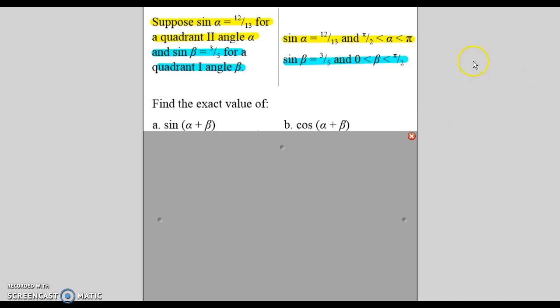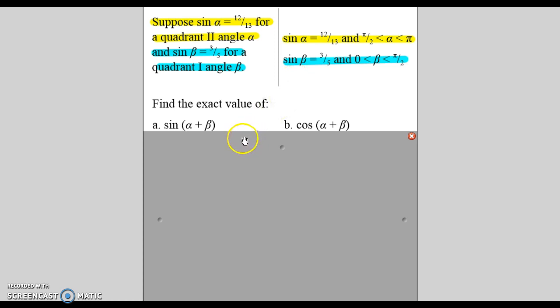And going into our last example here, basically here's two different ways to write the same information. So let's say I'm given that sine alpha is 12/13 for some quadrant 2 angle alpha. Well, another way that could be written is that sine alpha is 12/13, and now this notation here means alpha is between pi over 2 and pi, which is quadrant 2. And then this information can be written this way. Basically, you could see this problem written either way. They mean the same thing.